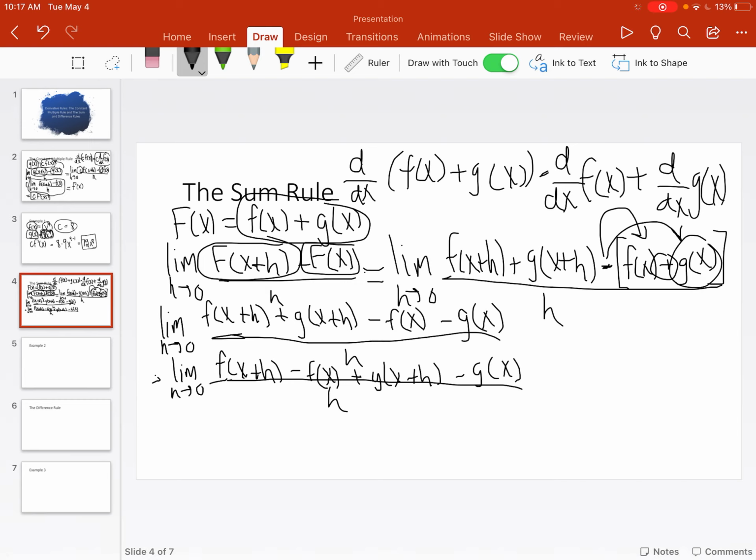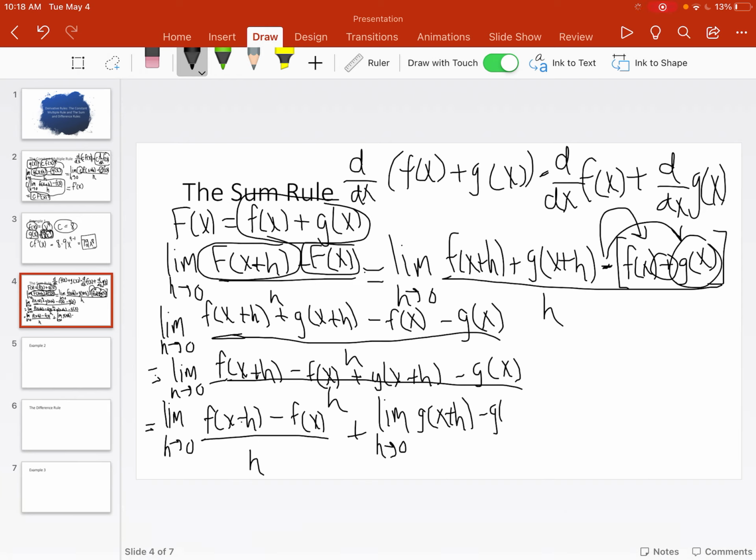And what we can do now is split this limit into two parts. So we can now say that the limit as h approaches 0 of f of x plus h minus f of x all over h, that's one part, and then we can say plus the limit as h approaches 0 of g of x plus h minus g of x all over h. So we can split this in two, and you can see that that is correct.